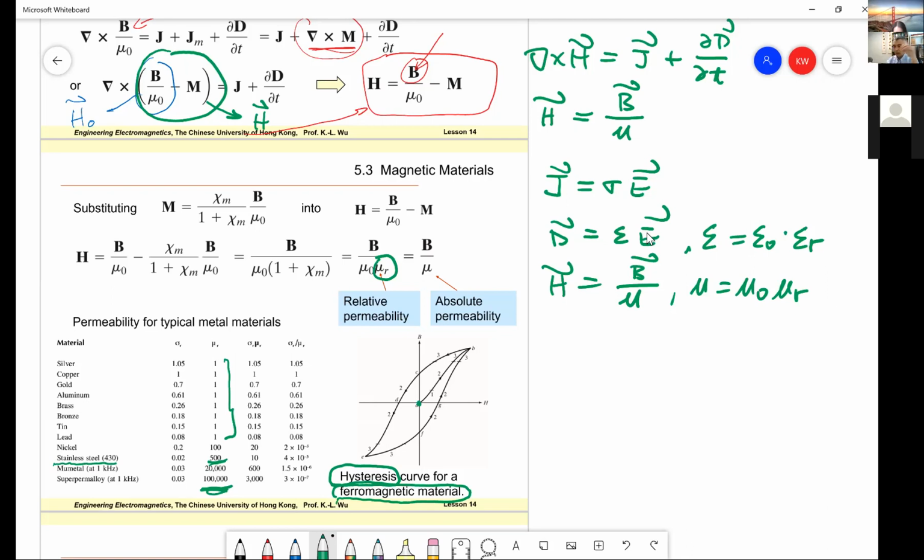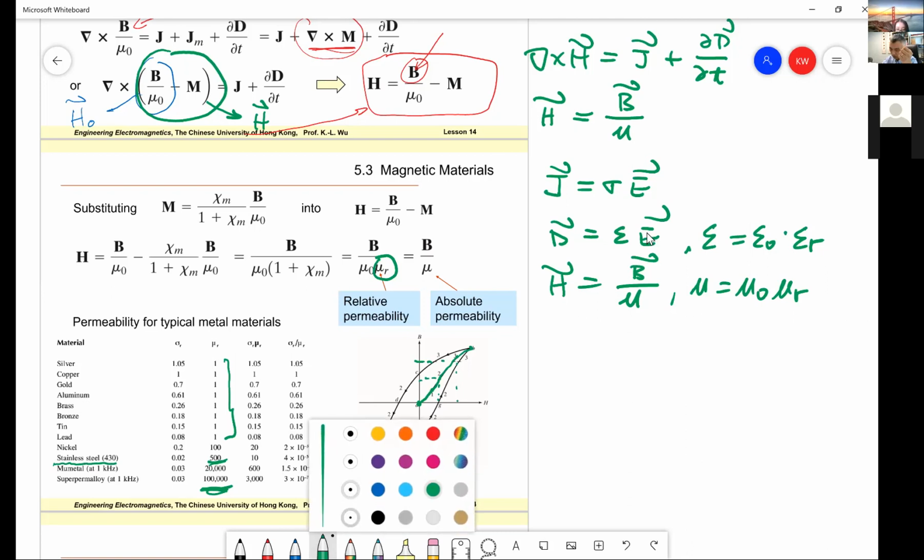So when you apply a field, you increase H, you increase B, right? You say you have another H, you have another B, right? So you increase H again, and you increase B. And then you also will come to a point, a high point.